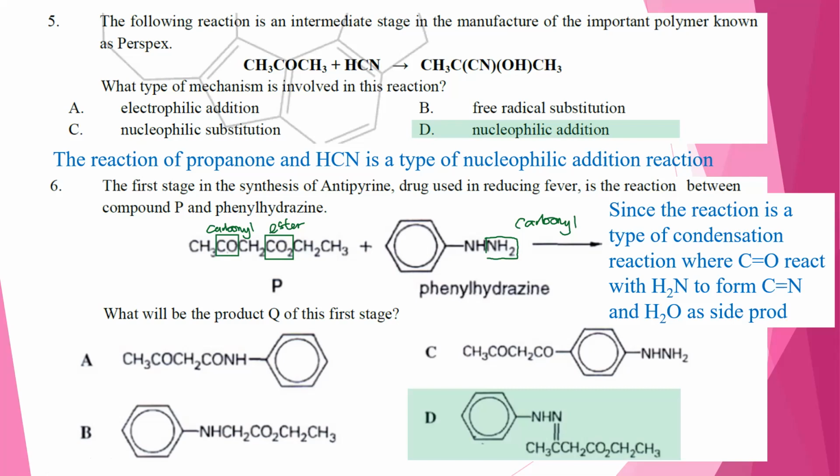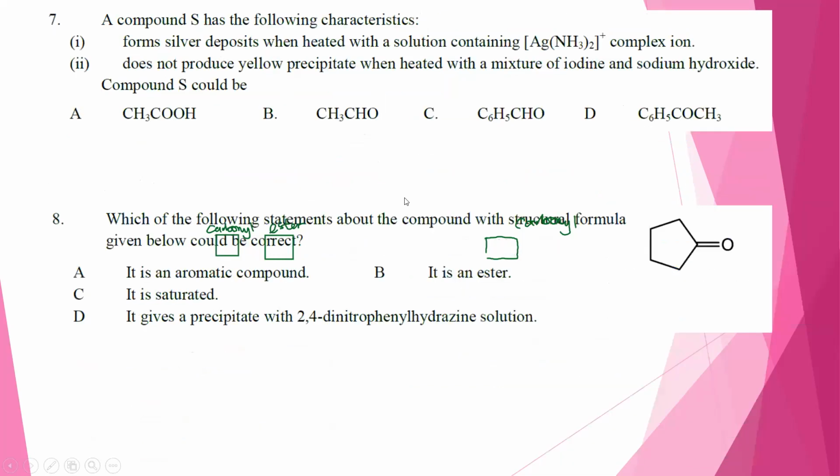Okay, so that is for question number 6. Shall we continue to number 7? Number 7 sounds like this. Compound S has the following characteristic: forms silver deposit when heated with a solution containing this one. So it must be an aldehyde. So A is guaranteed wrong, B may be correct, C may be correct, D is also guaranteed wrong.